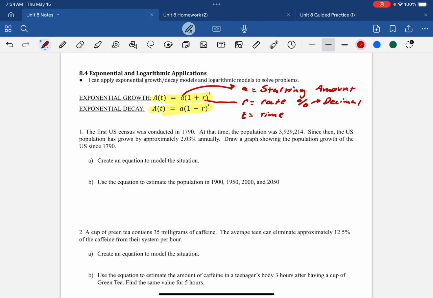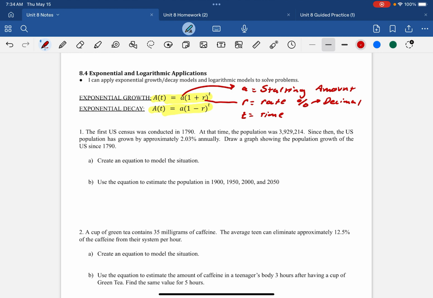Now, it says the first U.S. Census was conducted in 1790. At that time, the population was 3,929,214. Since then, the population has grown approximately 2.03% annually. Draw a graph showing the population growth of the U.S. since 1790. Let's not worry about graphing it right now, but let's set up an equation.